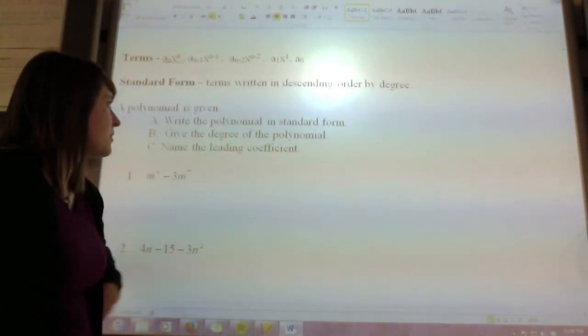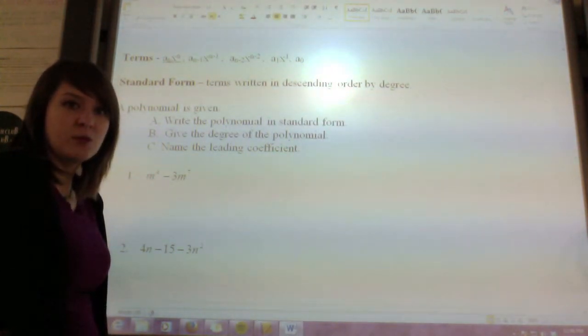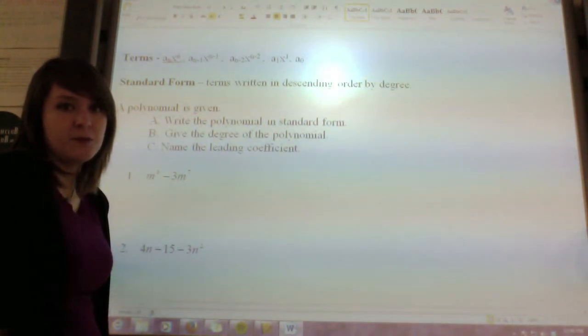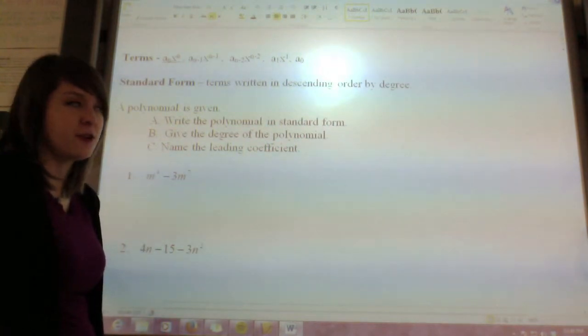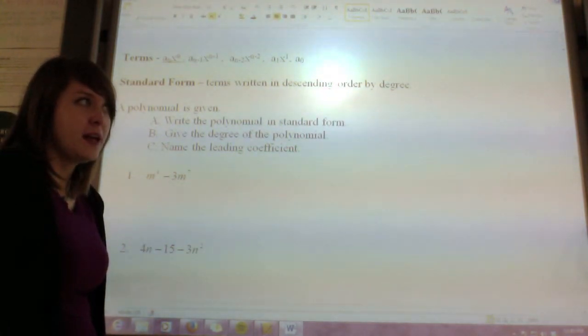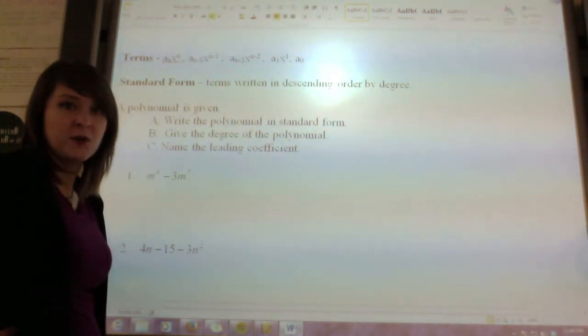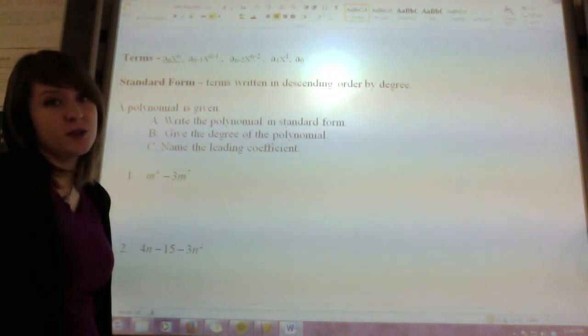Standard form is when you write the terms in descending order by degree. So for example, 3x squared plus 2x would be in standard form because x squared is larger than 2x, so I'm writing it in descending order. Whereas something like x plus 3x squared plus 5x cubed would not be in standard form because I was starting with the smallest one and going towards the largest one.